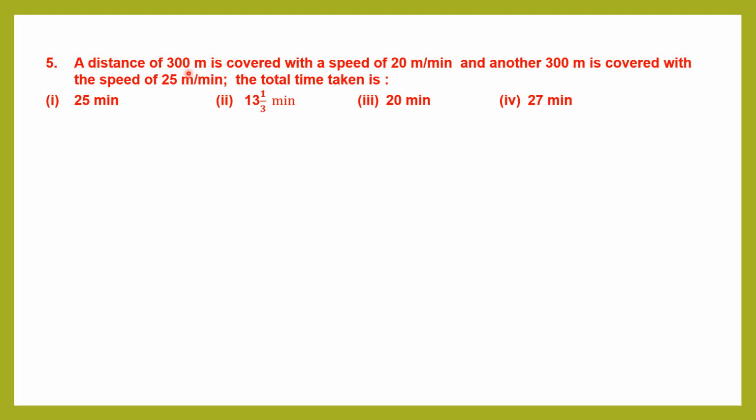Question 5. A distance of 300 meters is covered with a speed of 20 meters per minute, and another 300 meters is covered with a speed of 25 meters per minute. So again we have one distance here, 300 meters, and again another 300 meters. So this is distance 1 and this is distance 2. Then we have 20 meters per minute and 25 meters per minute, that is speed. So this is speed 1 and this is speed 2. Now what are we asked to find? The total time. That means we need to find time 1 and time 2 and then add it up.